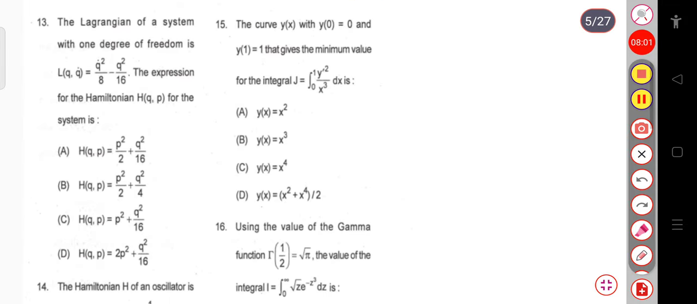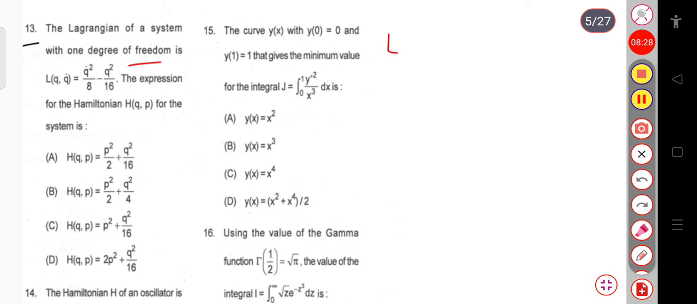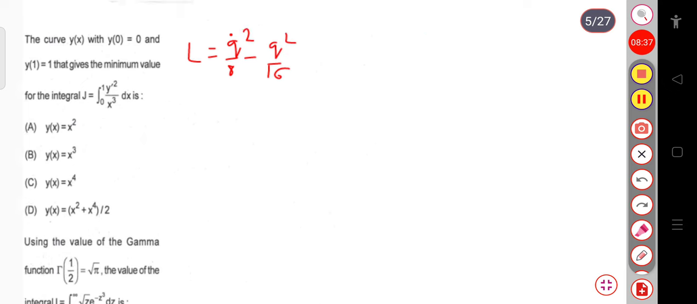So in this question, question number 13, the Lagrangian of a system with 1 degree of freedom is L equal to q̇²/8 minus q²/16. So the expression for the Hamiltonian H(q, p) for the system is, so basically the Lagrangian is given, and you have to calculate the Hamiltonian. So let me write the Lagrangian first. The Lagrangian L equal to q̇² divided by 8 minus q² divided by 16. Okay, so you have to calculate the Hamiltonian of this system.